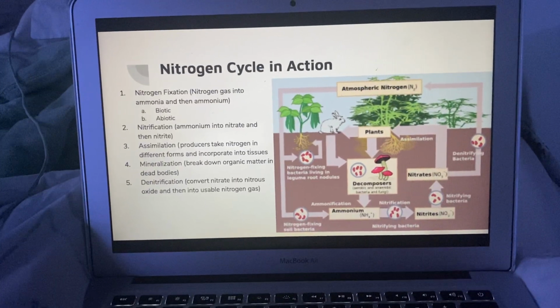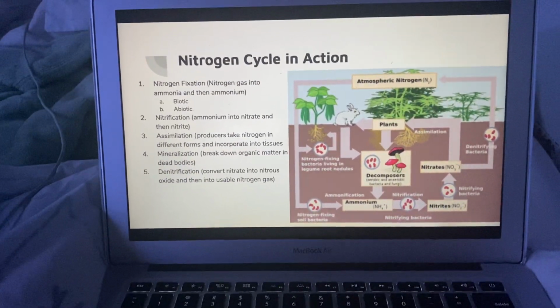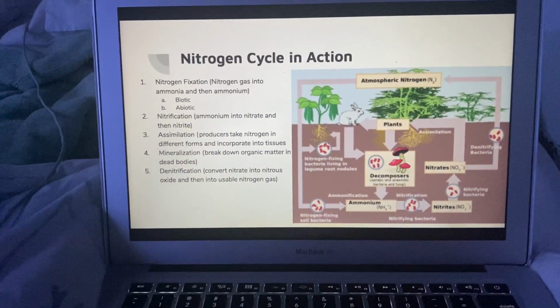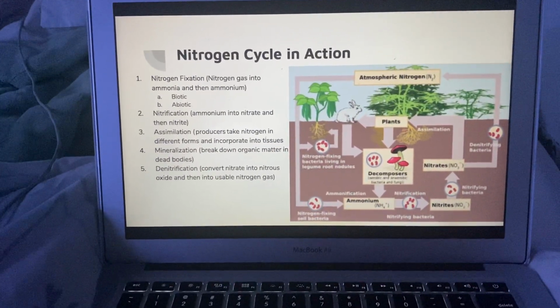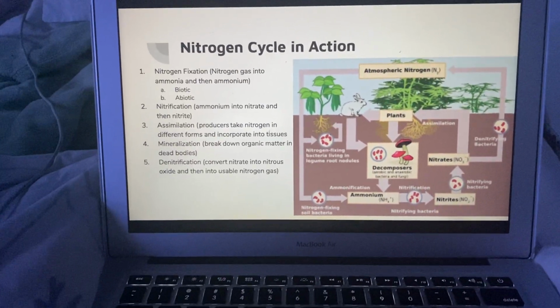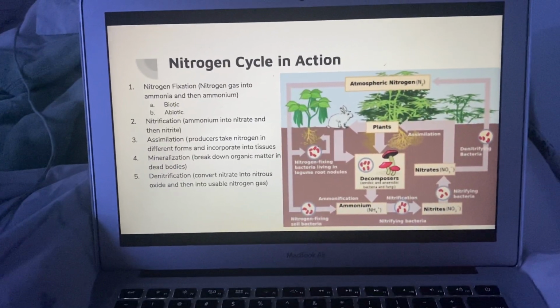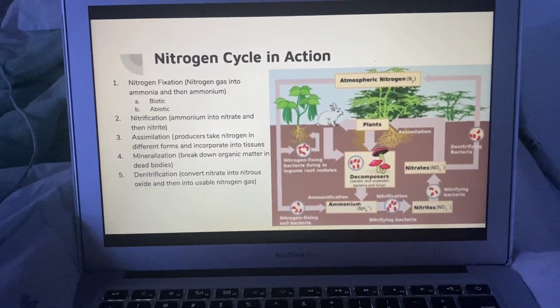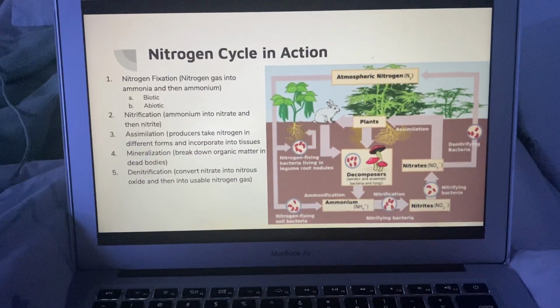The other way is through the abiotic process. In this process, combustion needs to occur, whether it's burning fossil fuels or through a fire. In the combustion process, nitrogen gas in the atmosphere is converted into nitrogen compounds, which are usable by plants. Either way, usable nitrogen exists in the plants at this point in the cycle.